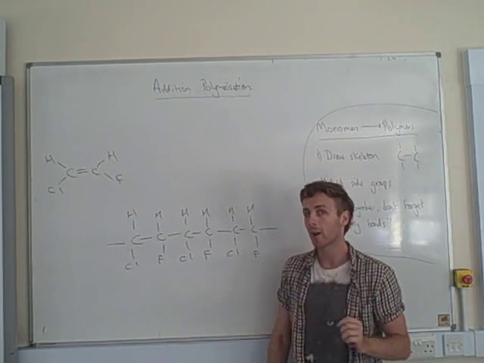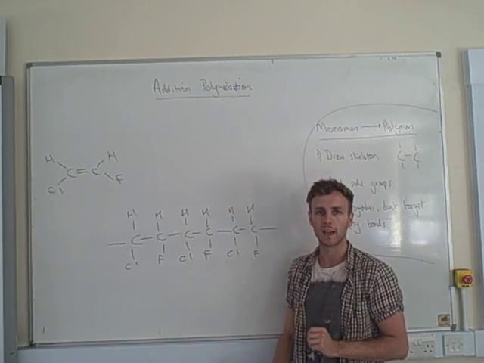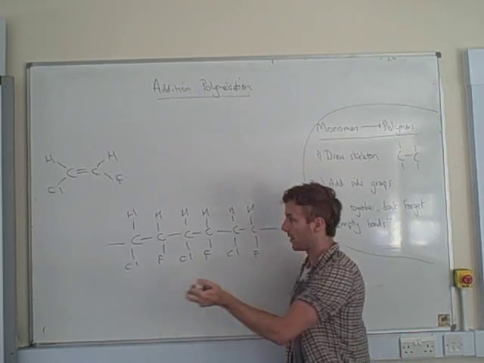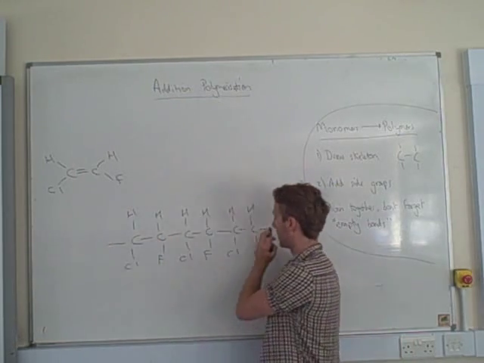If you only had 3 monomers, so if the question said, what does exactly 3 monomers look like joined together, then at the end you'll have a hydrogen on each end.